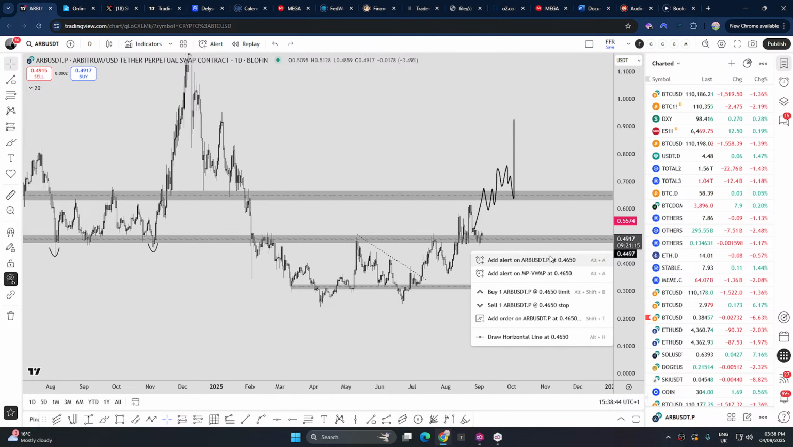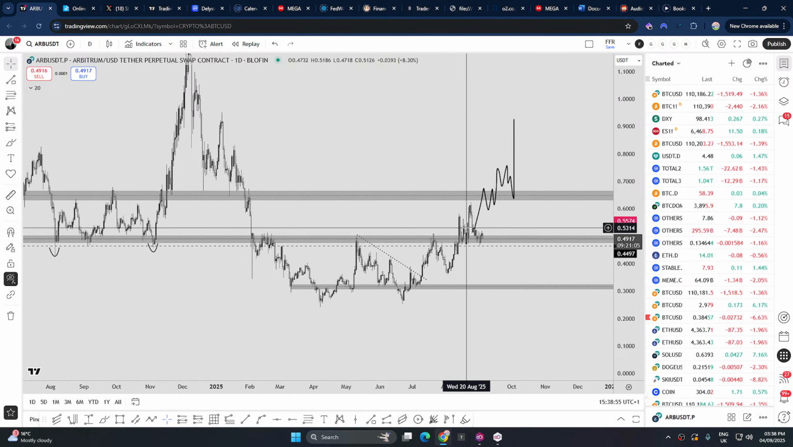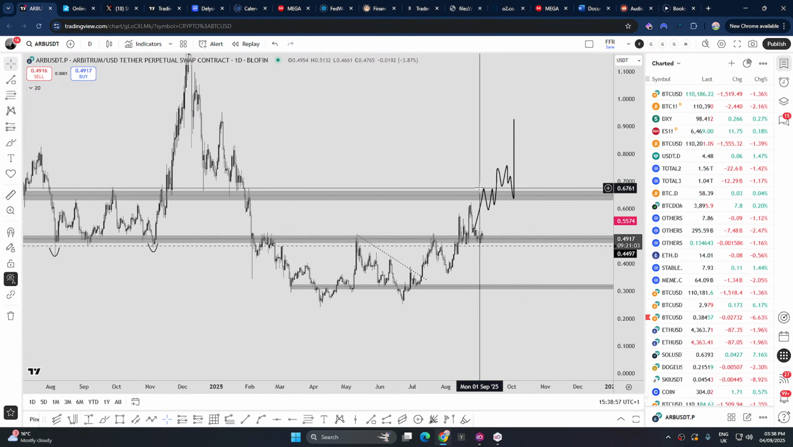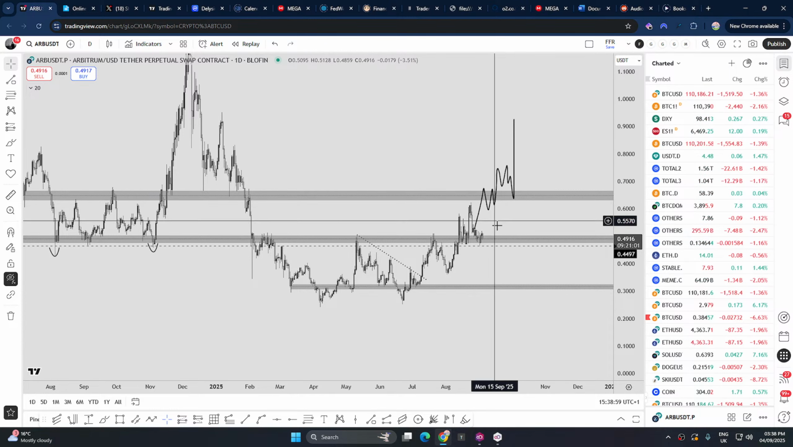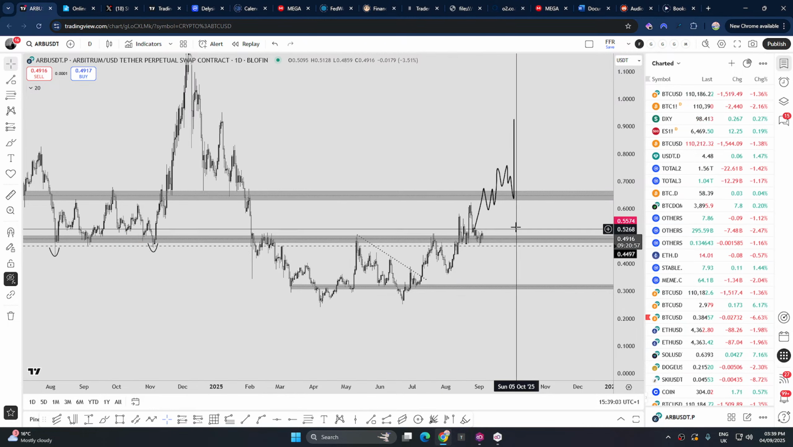If it breaks below this level, something like this, gives a decisive break below, then consolidates a little bit, then goes back up, I'm more than happy to take a short position on ARB. Or if it just breaks and closes above this level, 67 cents, I'll be more than happy to take a long position. You can see that ARB literally is not doing anything. It's just moving in the entry range.